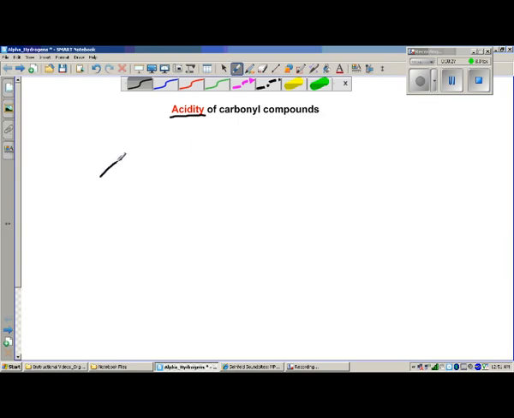Now if I was to draw out, for example, a ketone like this, you might ask yourself, well, what are you talking about, acidity? Because doesn't acidity have to do with hydrogens coming off and forming H plus and things like that? Well, yes. So I don't have any hydrogens coming off the oxygen. How can this even possibly be an acid? Well, it turns out that it can, provided you have a strong enough base.